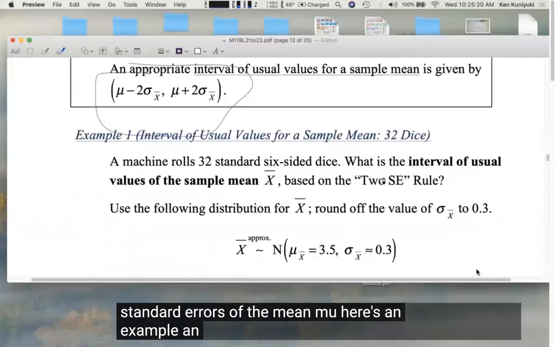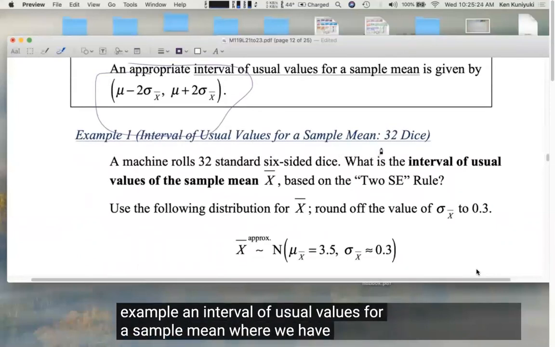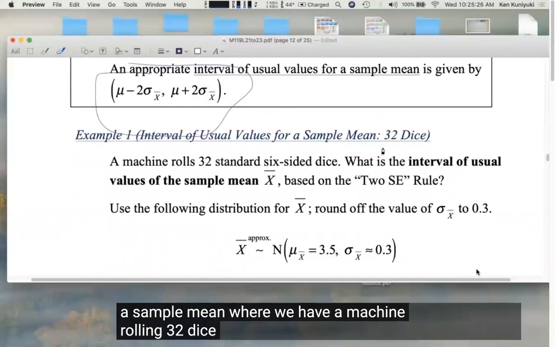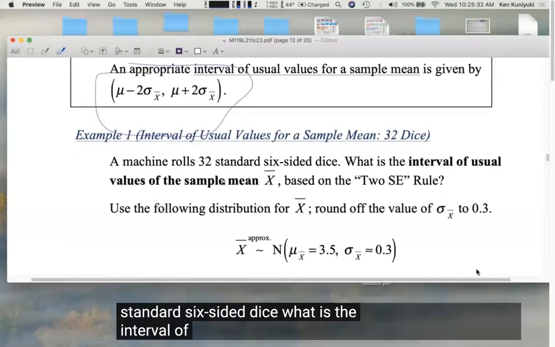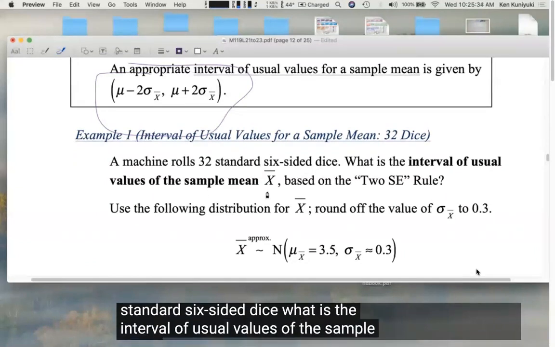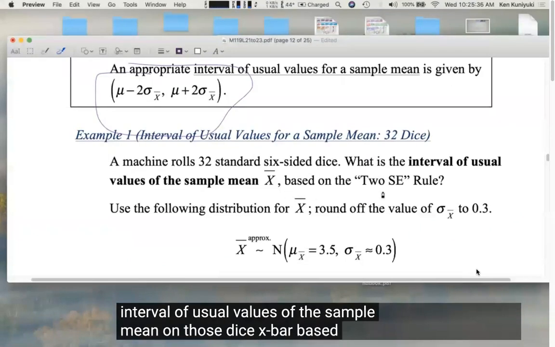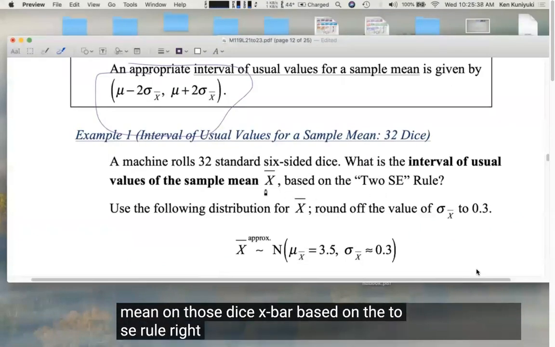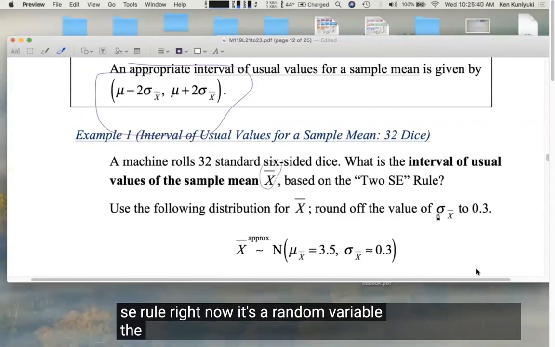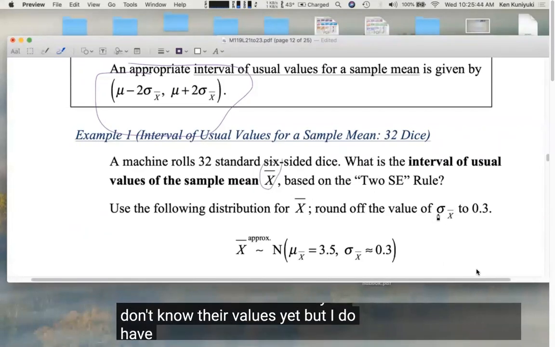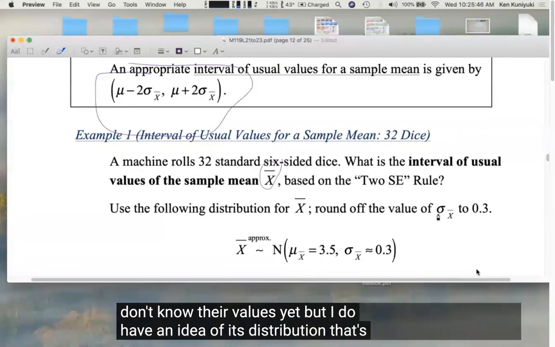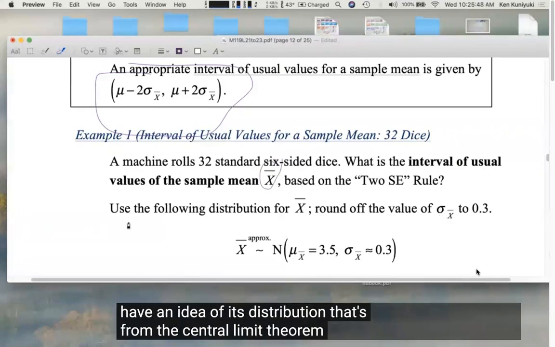Here's an example. An interval of usual values for a sample mean where we have a machine rolling 32 dice. A machine rolls 32 standard 6-sided dice. What is the interval of usual values of the sample mean on those dice, x bar, based on the 2SE rule? Right now, it's a random variable. The dice have not been rolled yet. I don't know their values yet. But I do have an idea of its distribution. That's from the central limit theorem.